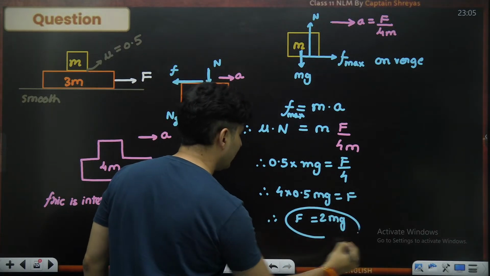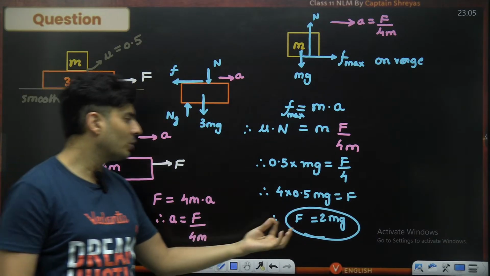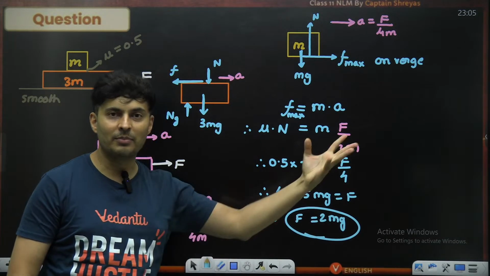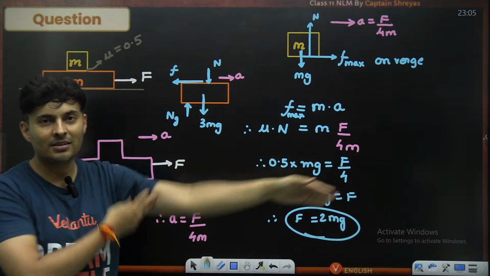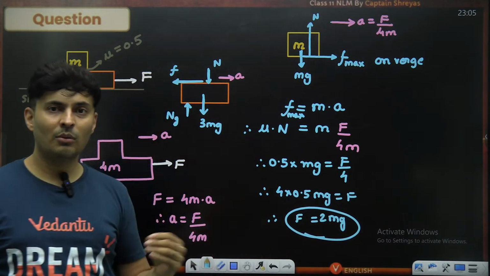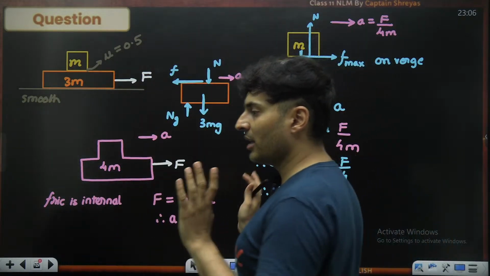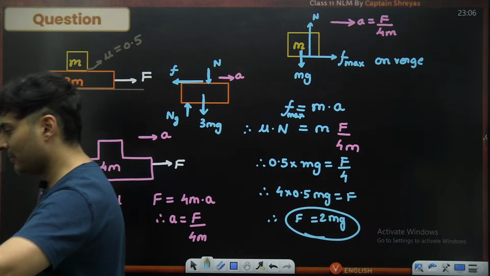So if you apply this force, that's it. After this, it will start slipping. Like 2.01 mg, they will slip and start moving relative to each other. 4 mg, it will slip. 1.5 mg will not slip. 1 mg also will not slip. So this is the limiting force up to which you can apply so that they move together.